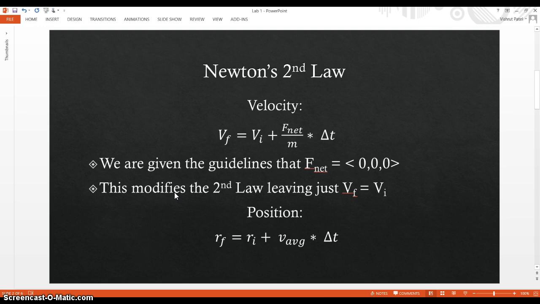In this lab, we are given the guidelines that the net force is equal to 0, 0, 0 in all directions. This modifies the second law, leaving us with just the final velocity equivalent to the initial velocity. Additionally, the position formula can be derived from the fundamental equation. It is that the final position is equal to the initial position plus average velocity times delta t. This will be later used in VIDLE.